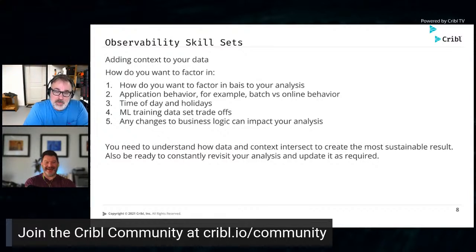Those are the kind of things that you have to look for, because these external events throw off your data. And so you have to add that context.